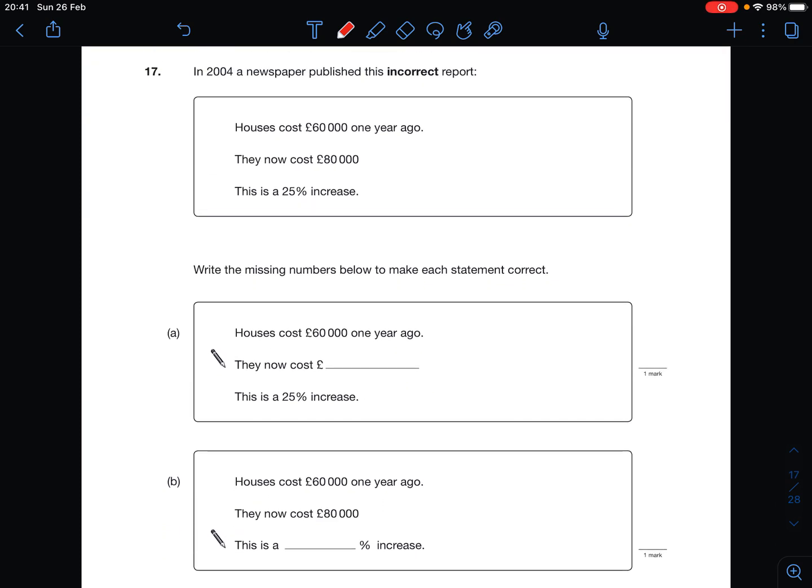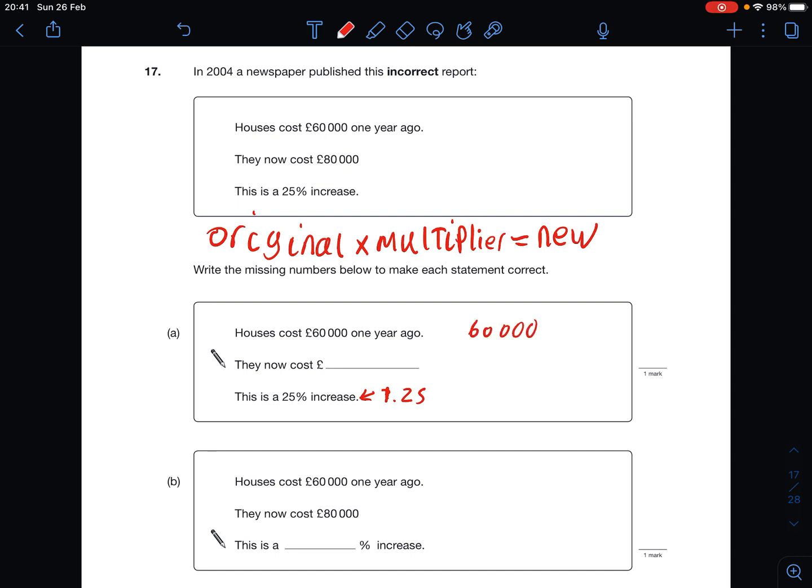For percentages, there is one formula you need to know. The original times the multiplier is the new. Okay, this is something you need to know. So, for this one, I have the original, I have the multiplier, I need to find the new. So an increase of 25% is multiplier is 1.25. So all I'm going to do is 60,000 times 1.25, the original times the multiplier.